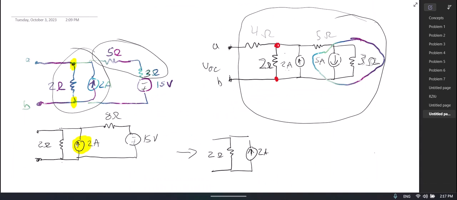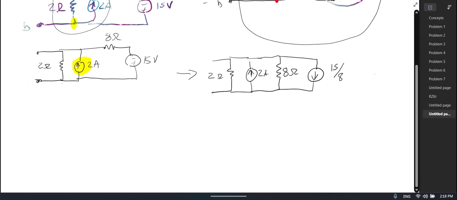Okay, so I don't think I labeled these, so that is what I intend on this one. So we had 2 ohms, 2 amps, and now I'm going to transform these. So I'll get an 8 ohm resistor, and I will get a current source pointing down, and that current source will be 15/8 amps.